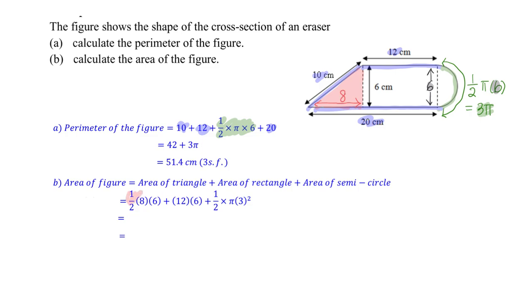So you will have my triangle plus my rectangle, 6 times 12, plus my semicircle, half times pi r squared. r is 3. And from here we can then get the answer, 96 plus 4.5 pi. Final answer in 3 significant figures, 110 cm squared.